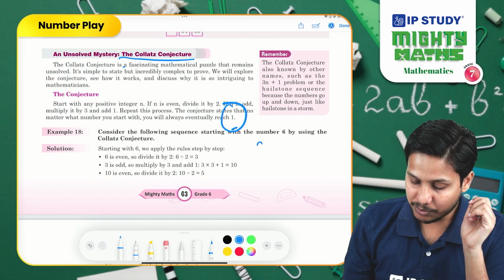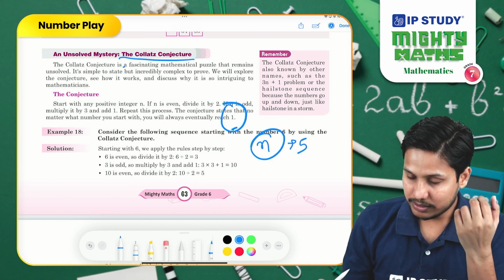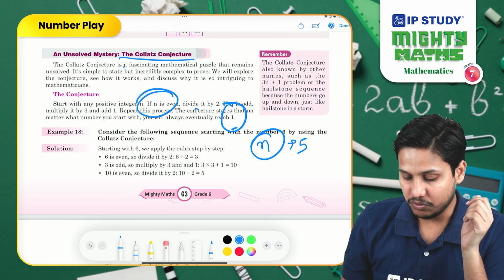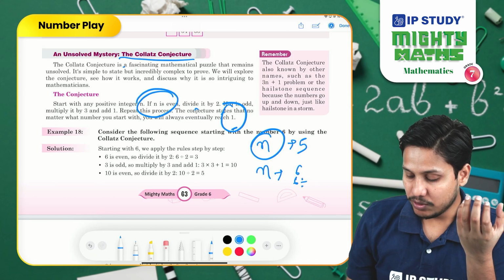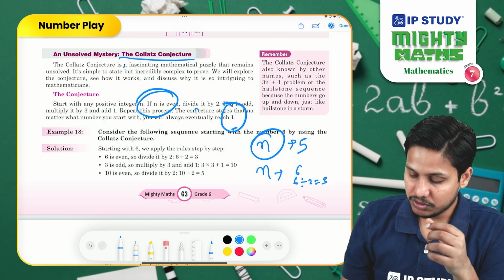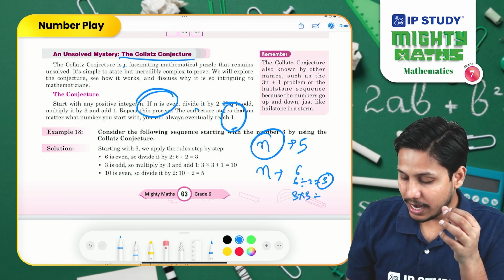Let's suppose you have a number n, and let's suppose it is 5 or 6, so it can be either odd or even. If n is even, divide it by 2. Let's suppose n is 6. If you divide by 2, it is 3. Then check whether the resulting number is odd or even. It is odd. If it is odd, multiply by 3 and add 1.